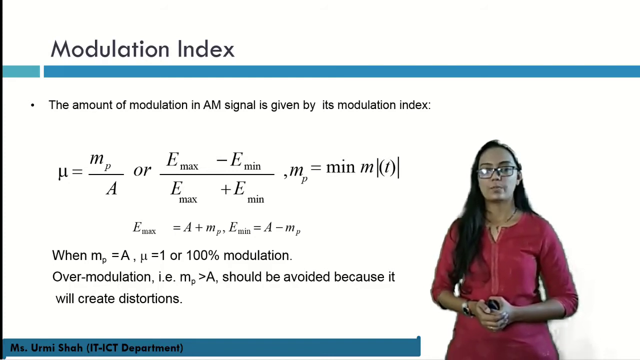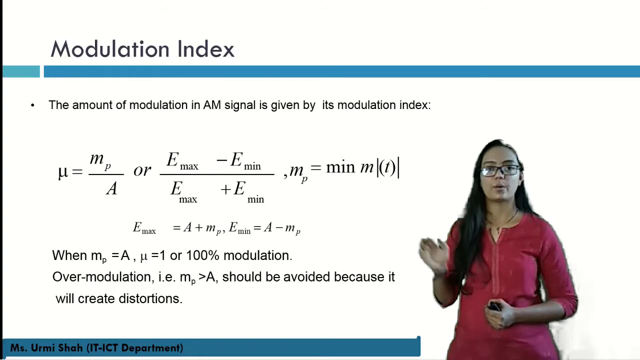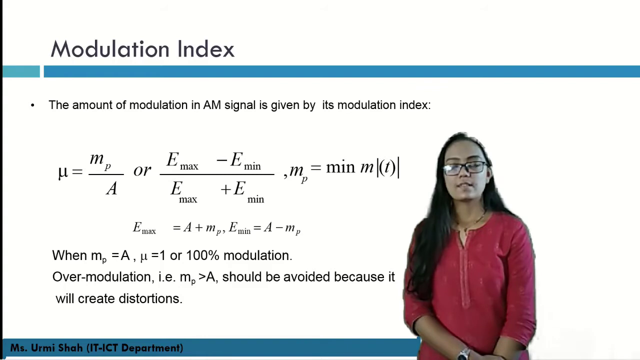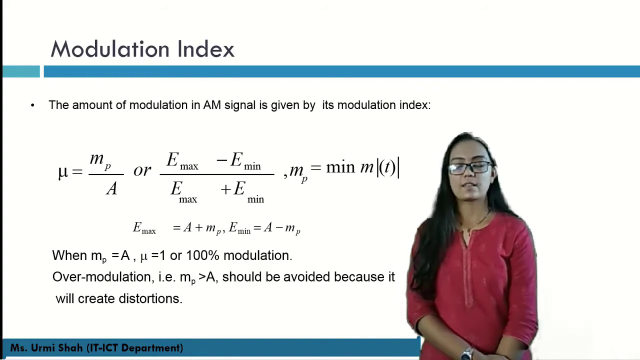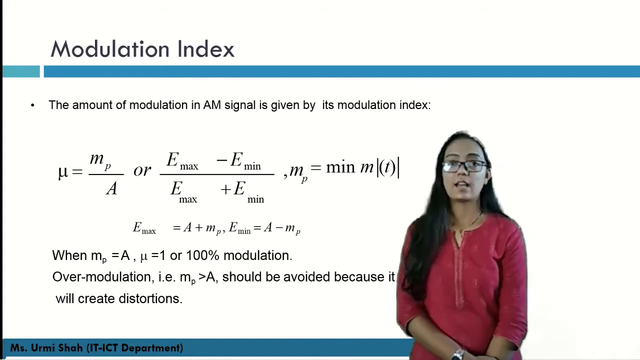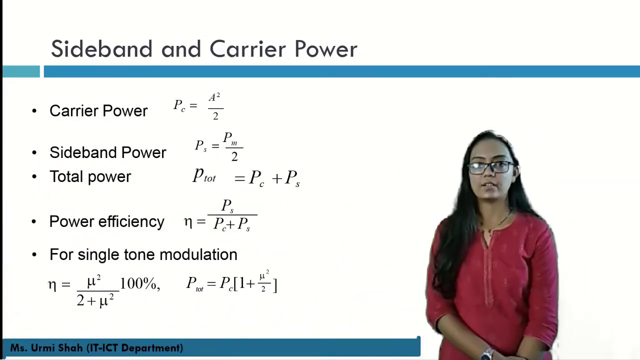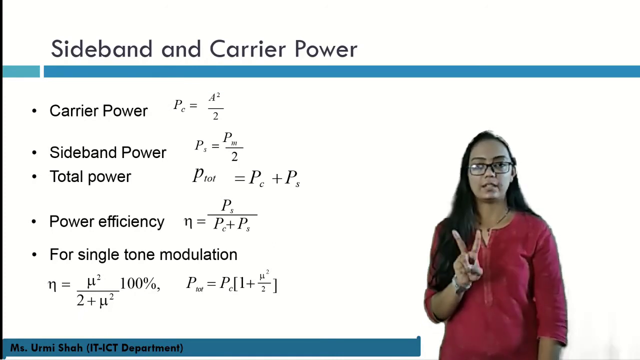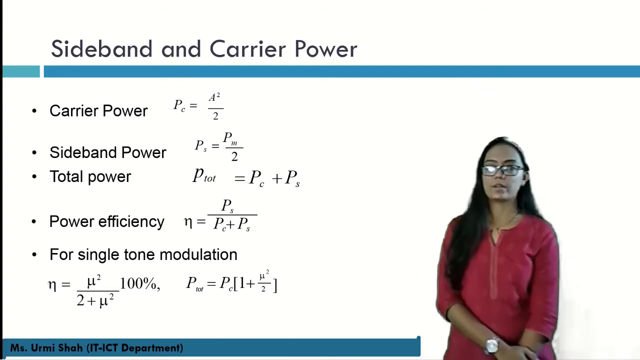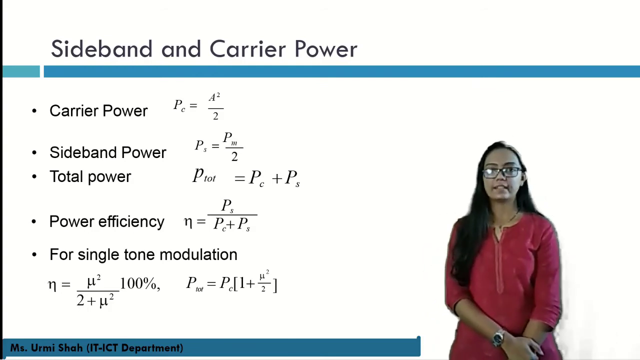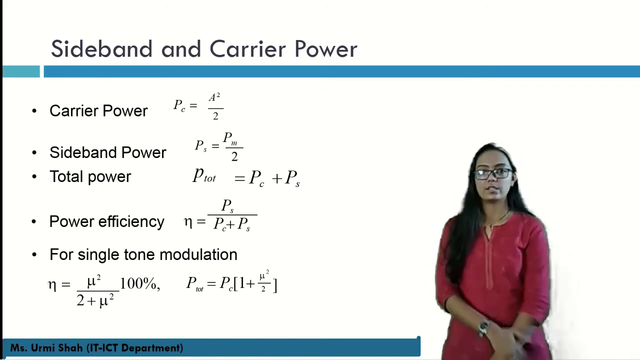So this is all about ideal modulation, under modulation and over modulation, which can be identified by looking at the modulation index of your signal. So this is about the modulation index of amplitude modulated signal. Now next we will be looking at the sideband and carrier power. As we all know, in DSB-FC signal there will be two sidebands, that is upper sideband and lower sideband, and there will be one carrier term, that is your carrier frequency term.